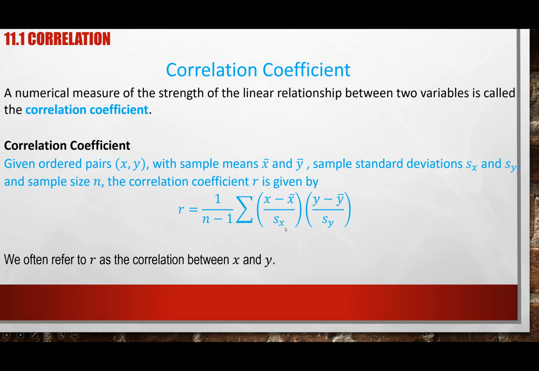But the thing about this formula is it's very painful. If you have 10 data points, you have to do this 10 times. You have to take x1 minus x bar divided by the standard deviation, y1 minus y bar divided by the standard deviation, and then multiply them together. Then you have to do 10 of them, add each of them together, and multiply by 1 over n minus 1.